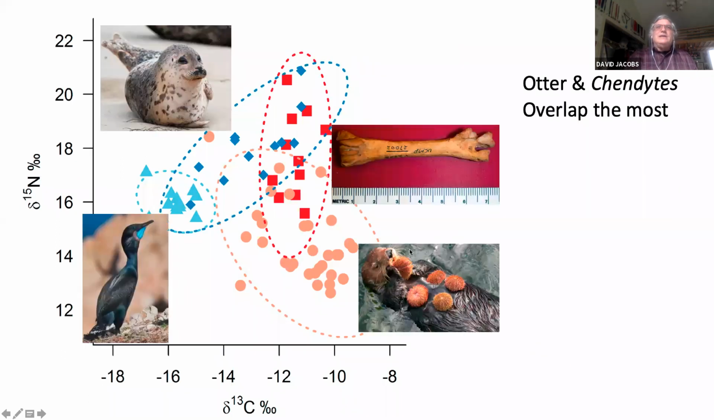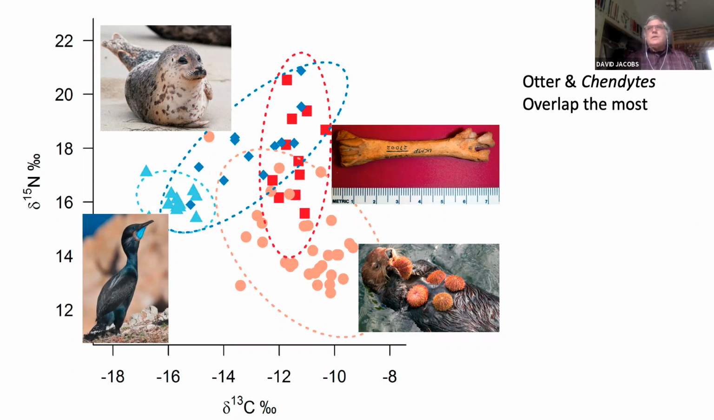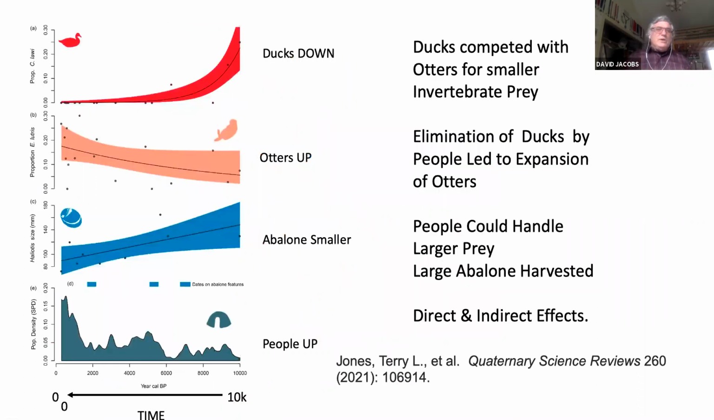And what we then find is that basically Candides is overlapping significantly with otters, not at all really with Brandt's cormorant, maybe a little bit with harbor seals. And so we can then do this kind of analysis where you try to make inferences through a time series about the relationships of all the players derived from archaeological material.